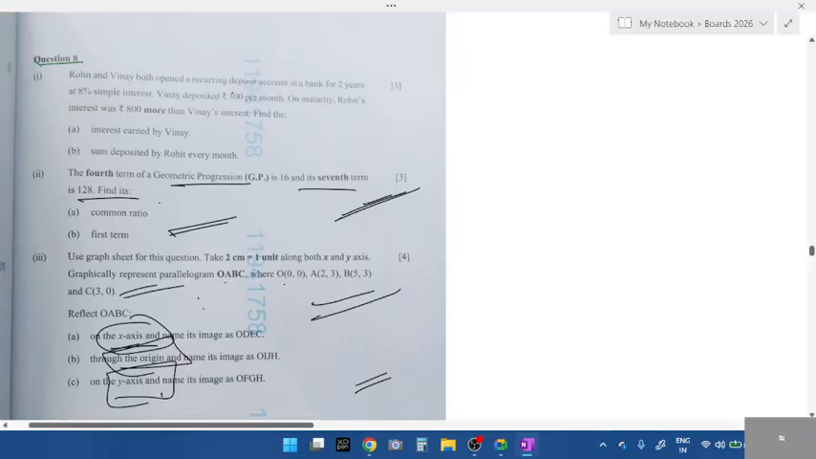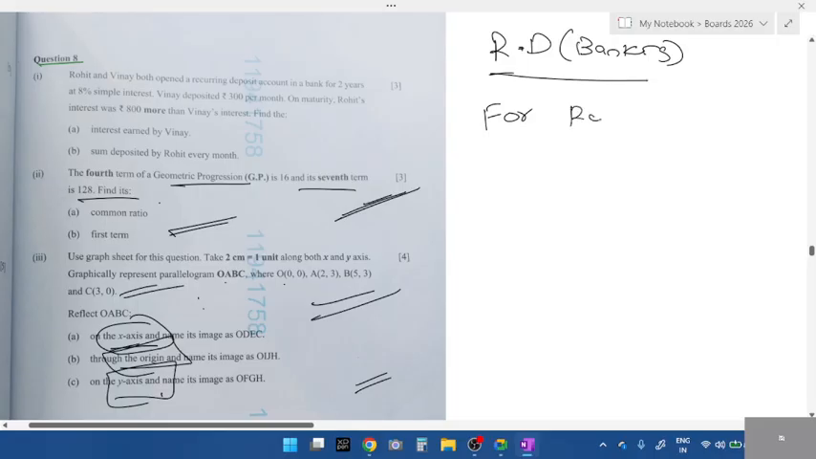Rohit and Vinay had opened RD account. So RD account, we have only one chapter. When it comes to a recurring deposit RD account, it is banking. Banking chapter. In a bank for 2 years, simple interest. The word simple interest is given. Don't get confused. Okay, what is time period, students? Now let us calculate for Rohit. Rohit and Vinay both opened in a bank for 2 years at 8% simple interest.